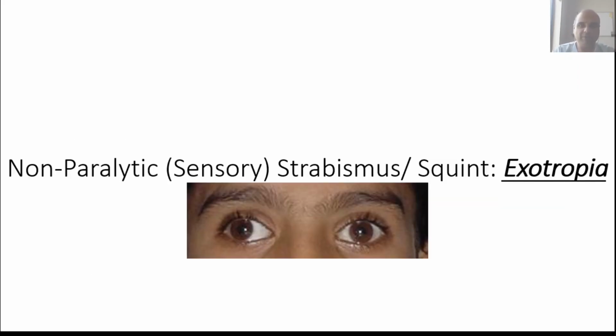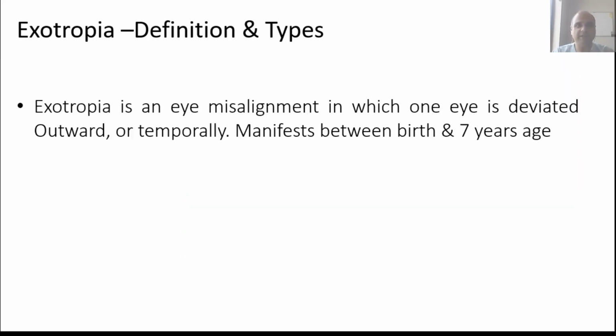So the other type of non-paralytic squint is called exotropia, the horizontal squint. In this case, the eye is now deviating outwards. So exotropia is eye misalignment in which one eye is deviated outwards or temporally, and it usually is something that is seen between birth and 7 years of age.